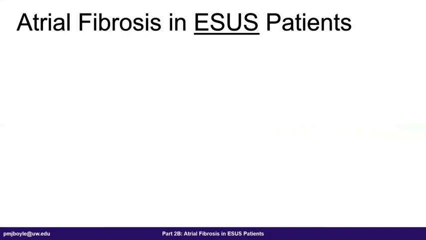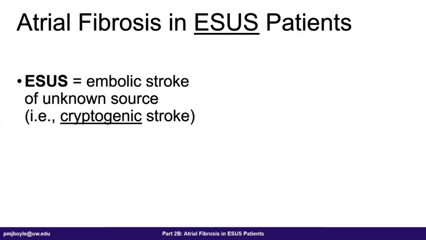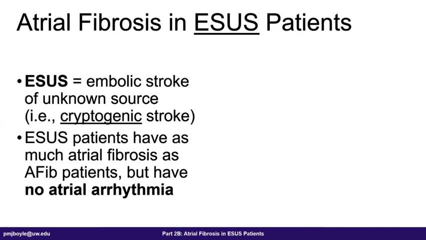So the next part of the presentation is going to be about work done here at UW with Dr. Akoum predominantly in cardiac EP, and it concerns ESUS, or embolic stroke of undetermined source, which I lump in together with the concept of cryptogenic stroke. And so this is patients who have a stroke but have no atrial arrhythmia whatsoever.